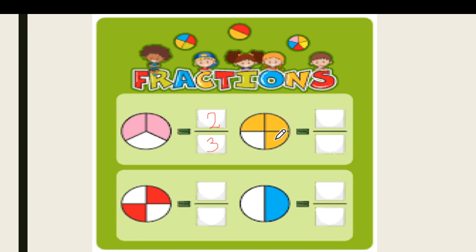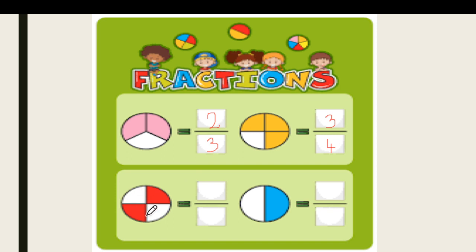Next circle. Count how many equal parts do we have? 1, 2, 3, 4. That number will go down. 4 equal parts. Now how many are shaded? 1, 2, 3. That number will go on the top. We read this fraction 3/4.